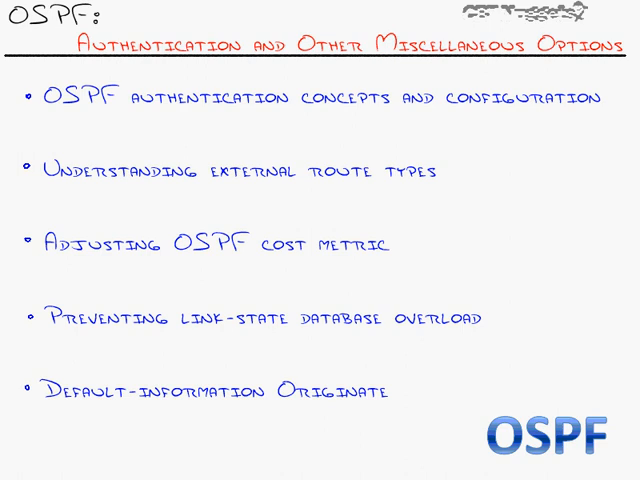Now, I don't want you to think that since I couldn't figure out where to fit them, that they're not going to be useful. These commands are huge. They just don't really fit anywhere. Like, for instance, how to generate a default route into OSPF. We'll talk about that. We'll look at how to manipulate the external routes so that some look different than others and some add their cost differently than others.